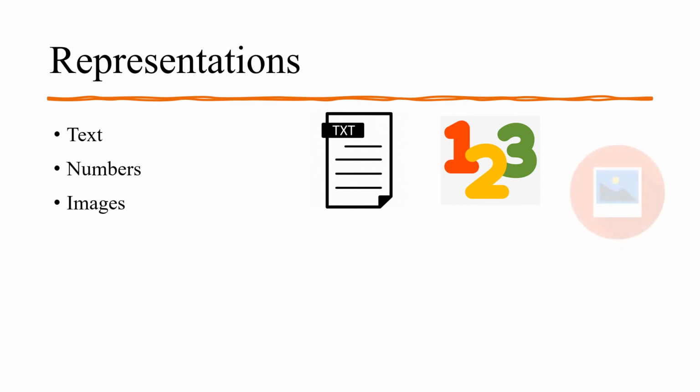Then we have images. Images are also represented by bit patterns. In its simplest form, an image is composed of a matrix of pixels, which are also called picture elements, where each pixel is a small dot. The size of the pixel depends on the resolution. After an image is divided into pixels, each pixel is assigned a pattern of bits. The size and value of the pattern depend on the image.